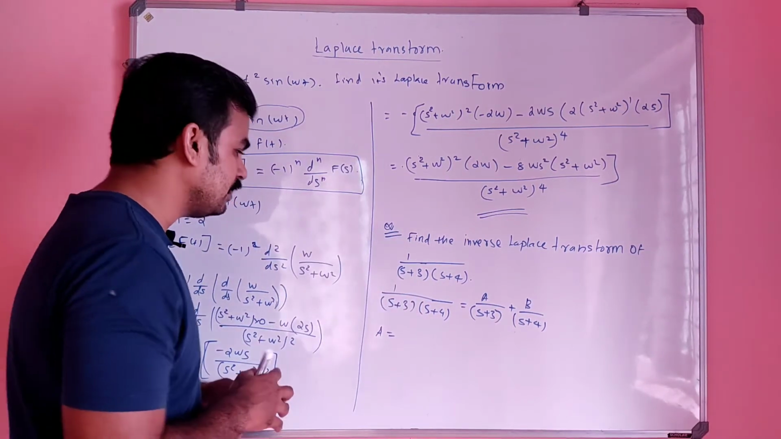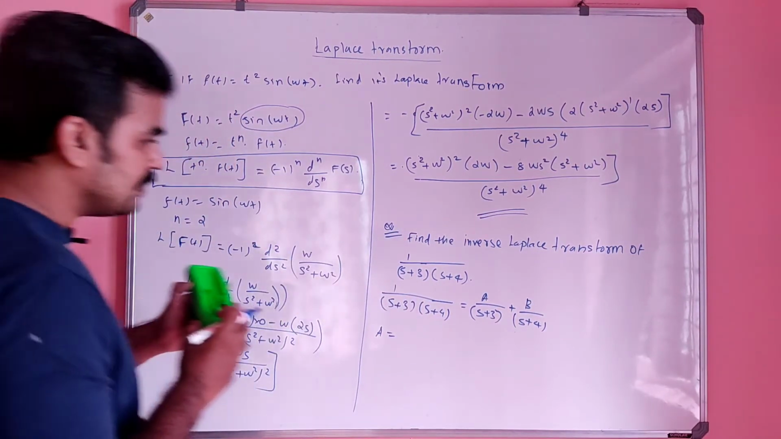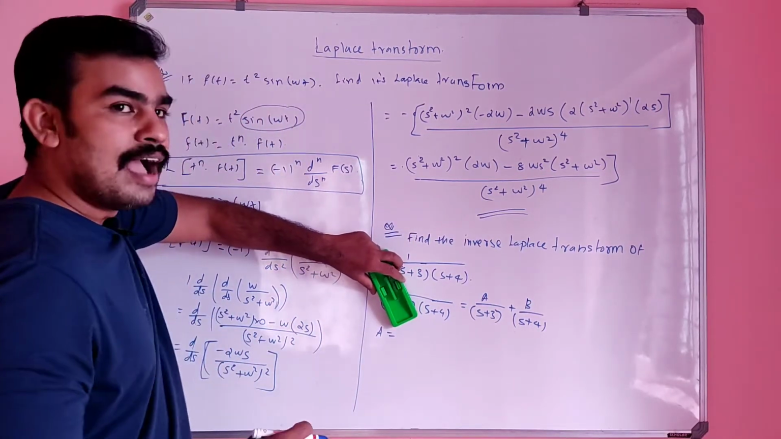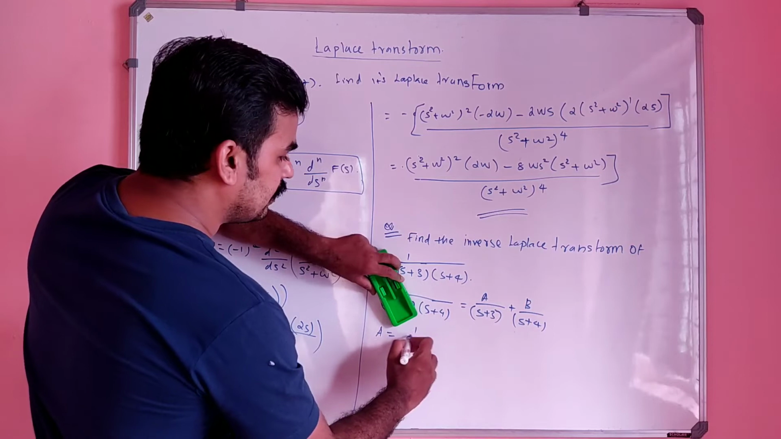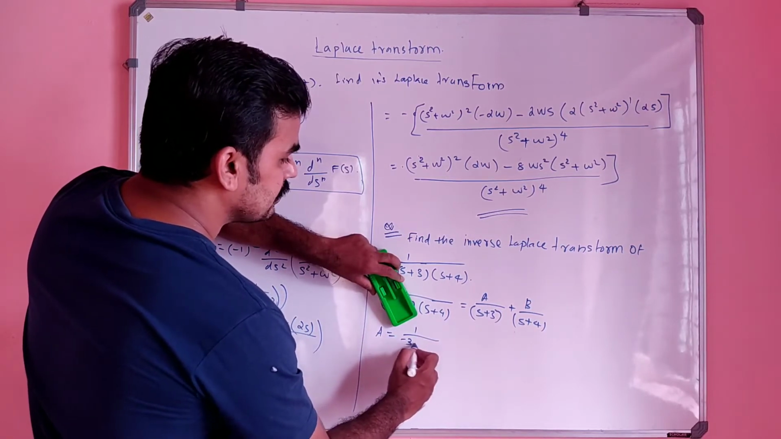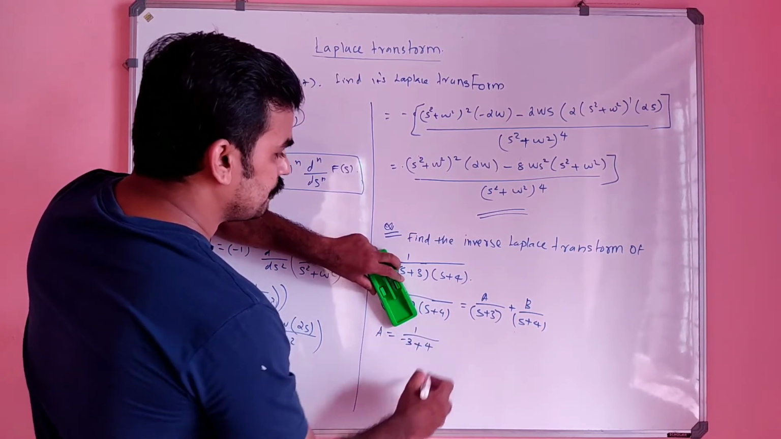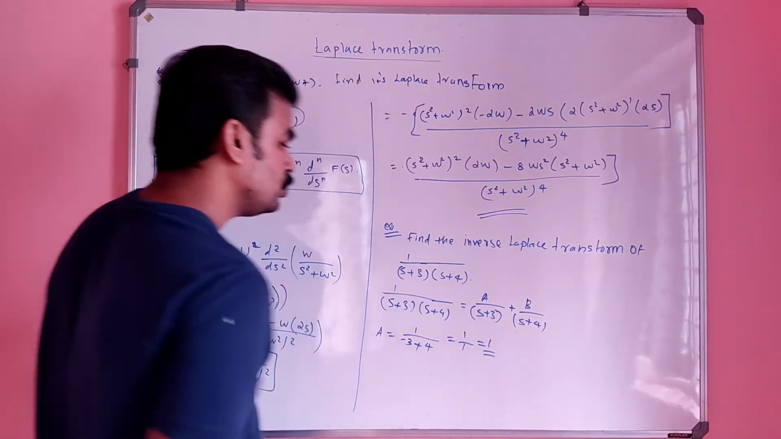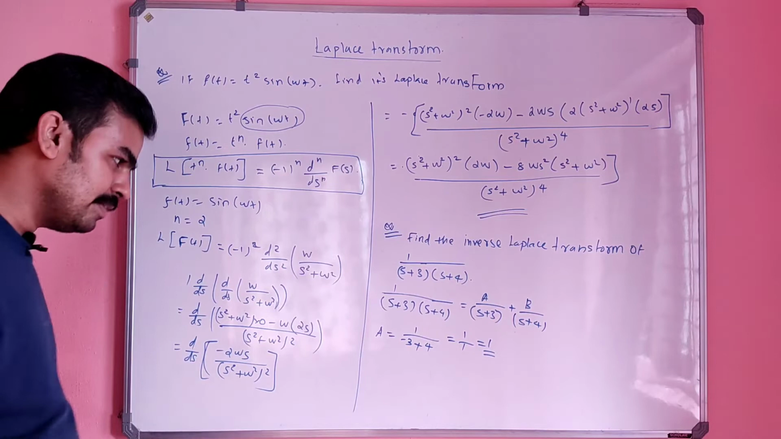Okay, let us do that. I am using the duster for that. So I covered this term and I have to put s is equal to minus 3 in the remaining term. So s is equal to minus 3 and plus 4, so it becomes 1 by 1, which is nothing but 1. So you got the value of a as 1.